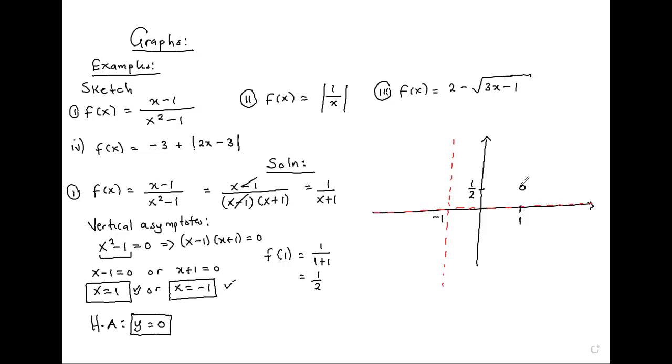And then now we get the y-intercept there. To find the y-intercept for all functions, where there is x, you take 0. So you get 1 over 0 plus 1, which is 1. So the y-intercept is 1. So this comes down like that. It should never touch there.